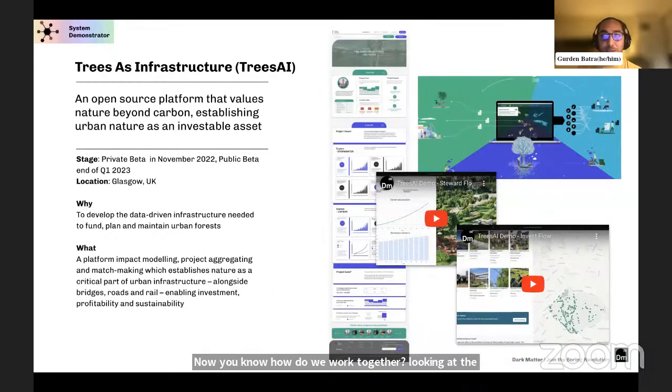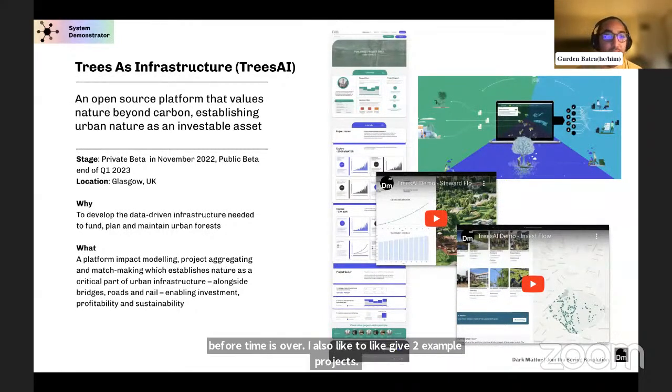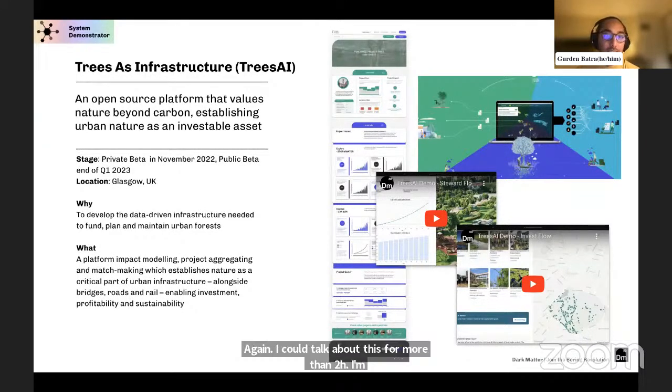So before time is over, I also would like to give 2 example projects. Again, I could talk about this for more than 2 hours, so I'm really rushing myself. One project I work on a lot is called Trees as Infrastructure. Primarily, we are in Glasgow right now, but the goal is to expand even further.